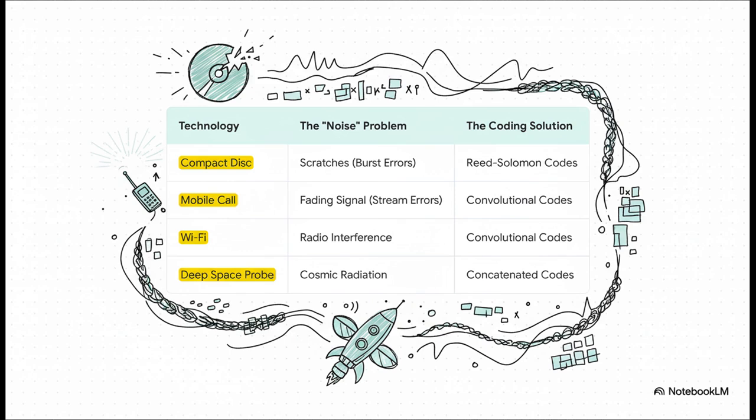You've got a burst error on a CD from a scratch, you throw Reed-Solomon codes at it. You've got a continuous stream of interference on your mobile call or Wi-Fi. That's a job for convolutional codes. And for the ultimate challenge, a deep space probe getting hit with random cosmic rays and facing potential equipment failures, you don't pick one, you use a powerful combination of both. It's all about matching the right defense to the right kind of attack.